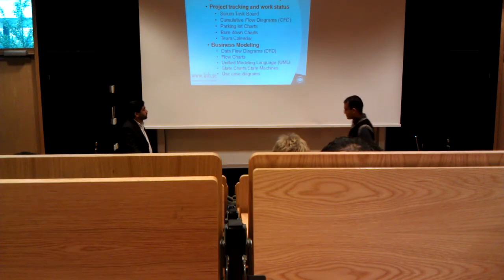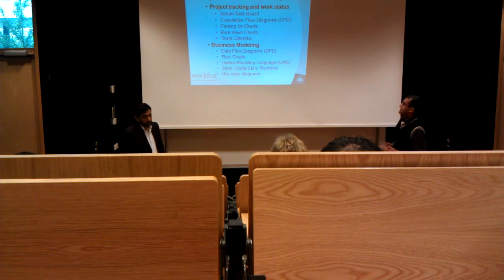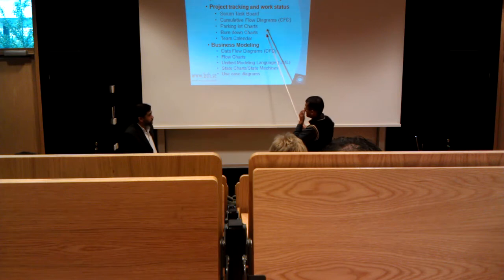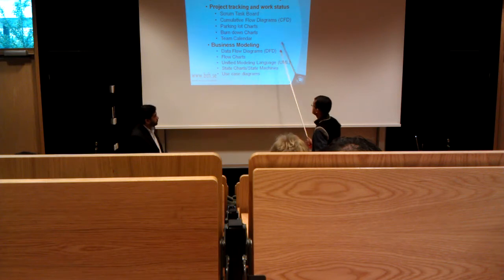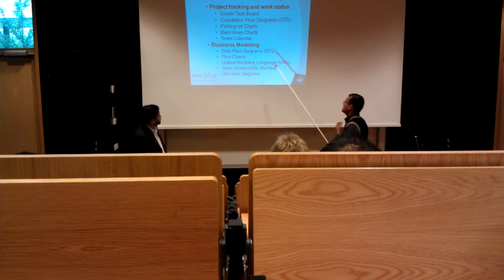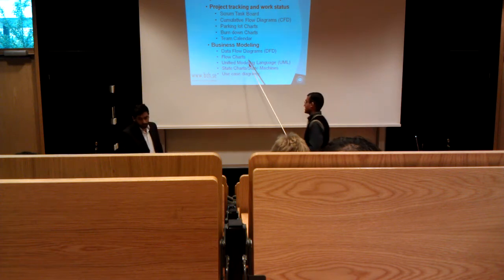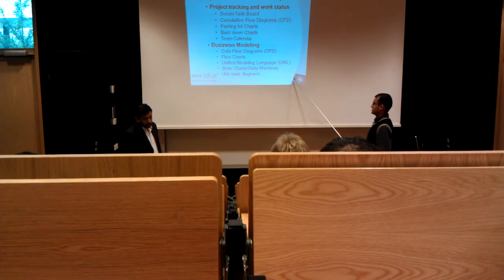So here is a summary of information visualization techniques. We categorized them with respect to the nature of the information visualizations, such as work status. We found Scrum boards, cumulative flow diagrams, parking lot charts, burn down charts, and team members. In business modeling, we found data flow diagrams, Unified Modeling Language, state charts, and use case diagrams.